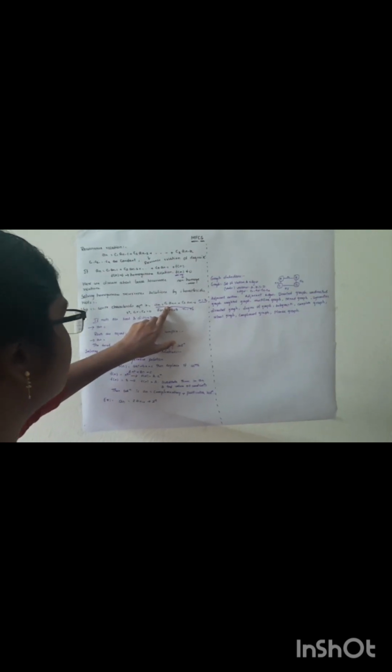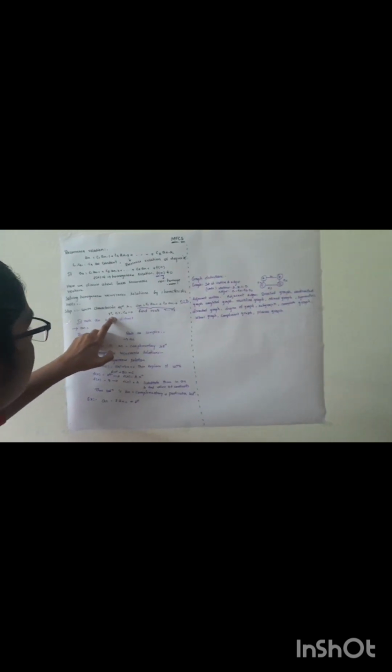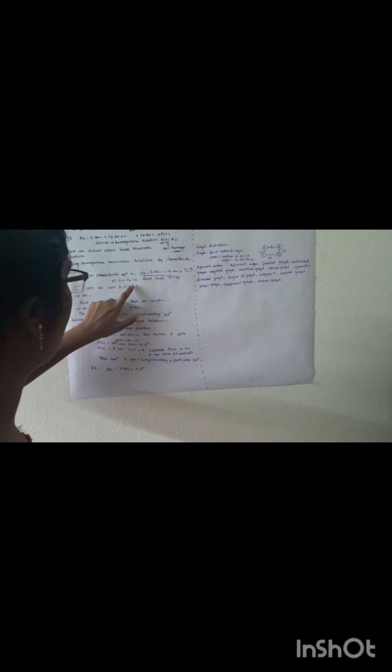Write the characteristic equation from the given recurrence relation. The characteristic equation is r square minus c1 r minus c2 equal to 0. Then find out the roots for this equation. Based on the nature of the roots, we write the complementary solution.